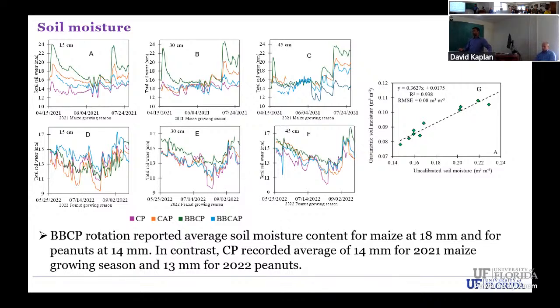Bahiagrass, corn, peanut rotation on average has higher soil moisture content compared to the conventional practices in both corn and peanut.